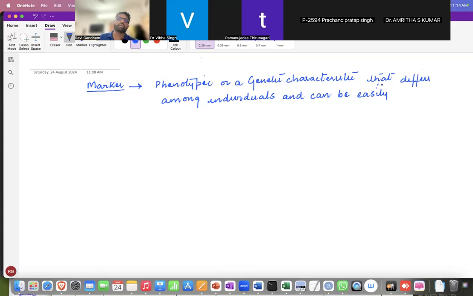And similarly, if you look at your 10th standard mark list or something, they'll ask you the specific characteristics or the identification marks, right? And that can be easily detected. That's as far as the phenotypic markers are concerned. Easily detected in the population.